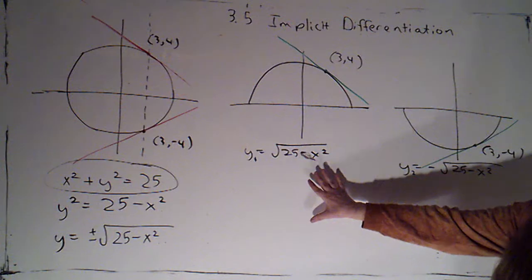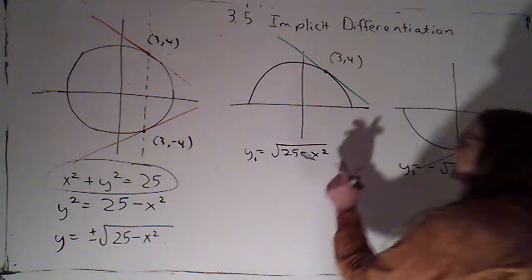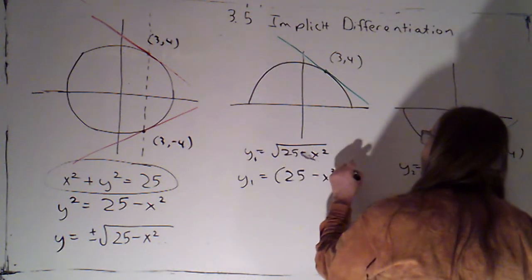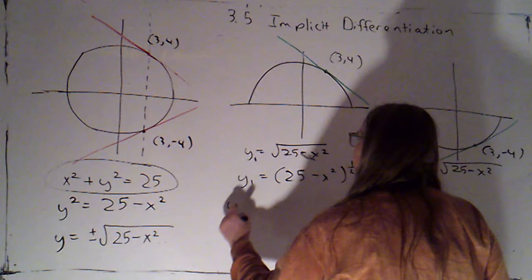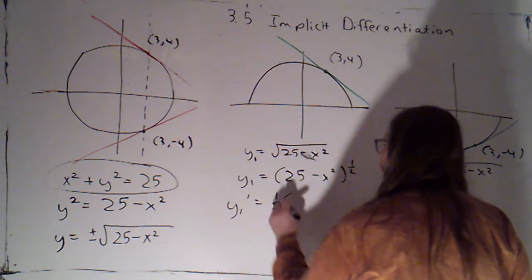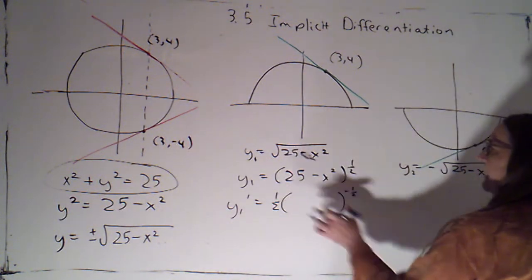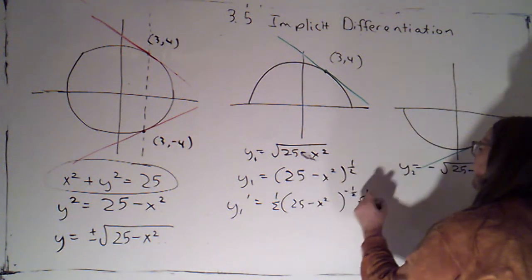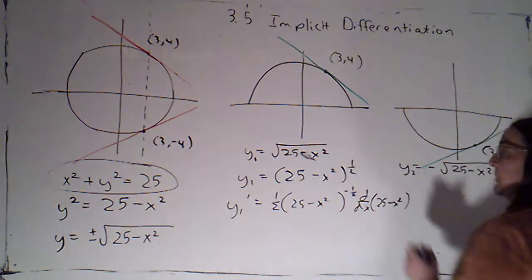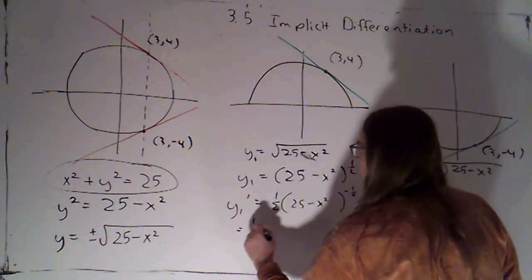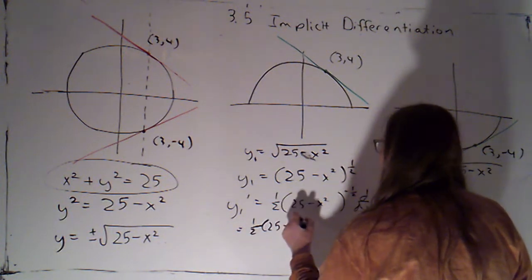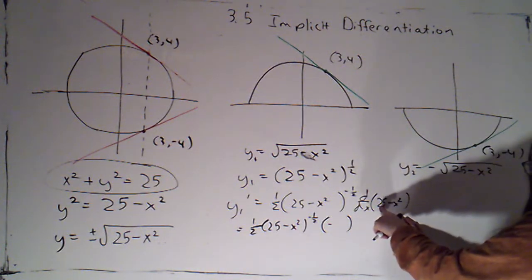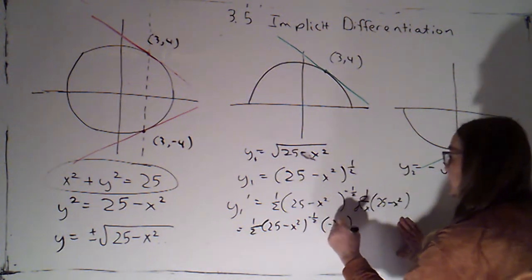Okay, so again, let's work through it right now, just working with these explicit formulas. I'd probably rewrite this as 25 minus x squared to the 1/2. And then I could say y1 prime is 1/2 of the input to the negative 1/2, my input was 25 minus x squared, times the derivative of 25 minus x squared. So that's going to be 1/2, 25 minus x squared to the negative 1/2, times the derivative of 25, which is just 0, and the derivative of negative x squared, which is just minus 2x.